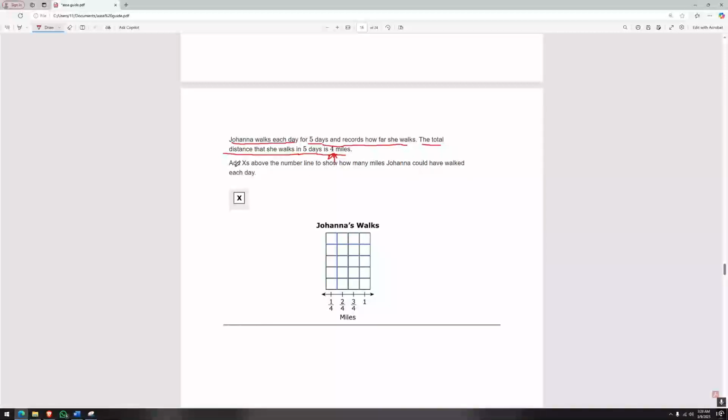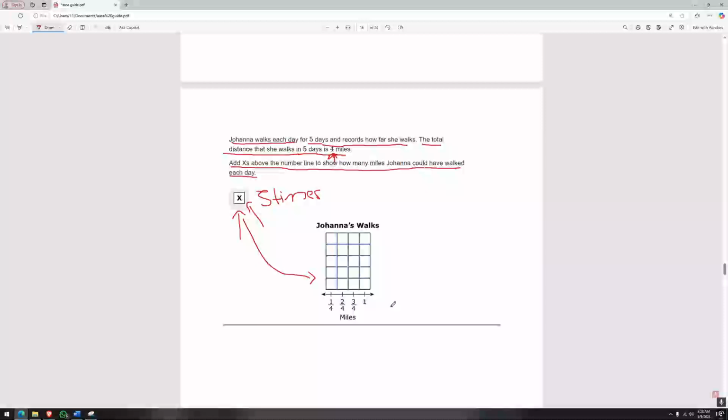A ver, this is a drop down menu. Add an X to the number line to show how many miles Joanna could have walked each day. So each X is 1 day. A ver, remember we have 5 days. We can only use 5 Xs. Solamente 5. Alright. Basically, this is fractions. We need to put an X in each day, put it in here.